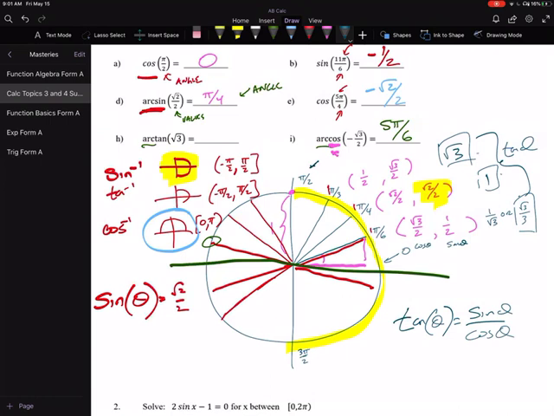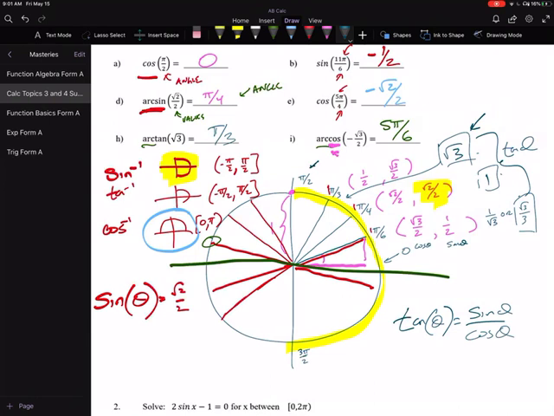Arctangent of root 3, well, that's what I'm looking for right here. And it's positive root 3, and it's in the first quadrant. So the angle that corresponds to that is pi over 3. Knowing the unit circle is going to go really far for anyone that struggles with these types of evaluations, and you do need to know them.